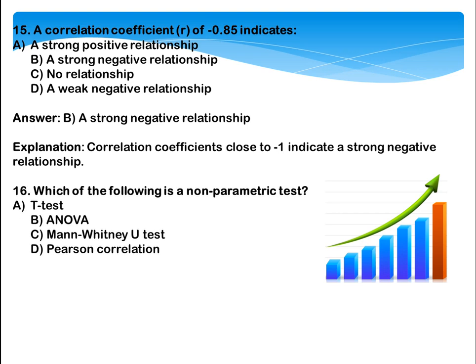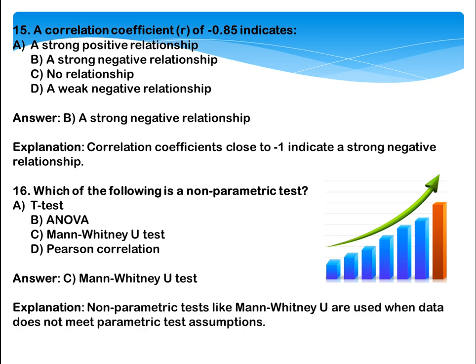16. Which of the following is a non-parametric test? A. T-test. B. ANOVA. C. Mann-Whitney U-test. D. Pearson correlation. Answer: C. Mann-Whitney U-test. Explanation: Non-parametric tests like Mann-Whitney U are used when data does not meet parametric test assumptions.